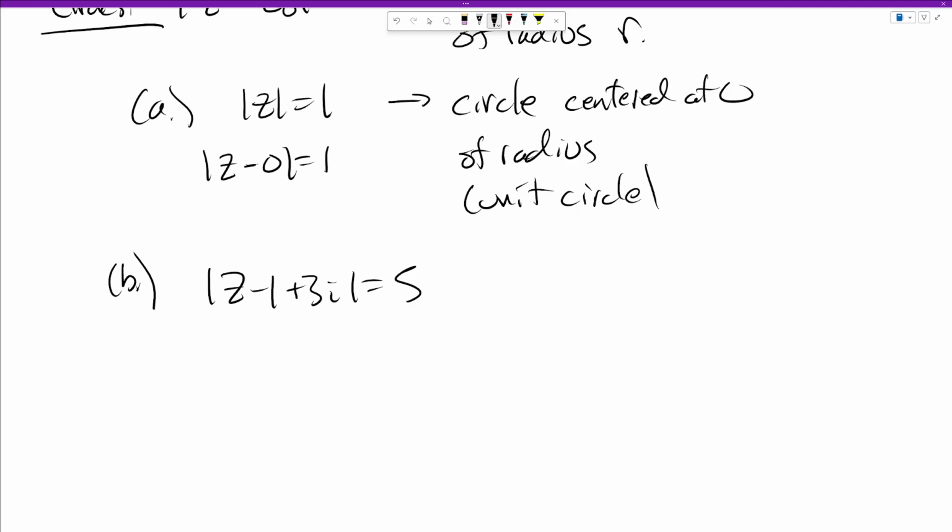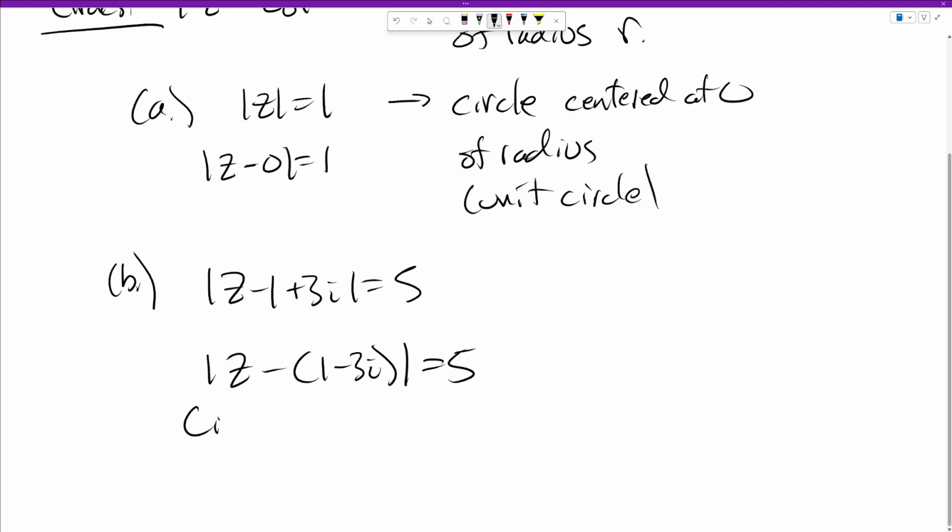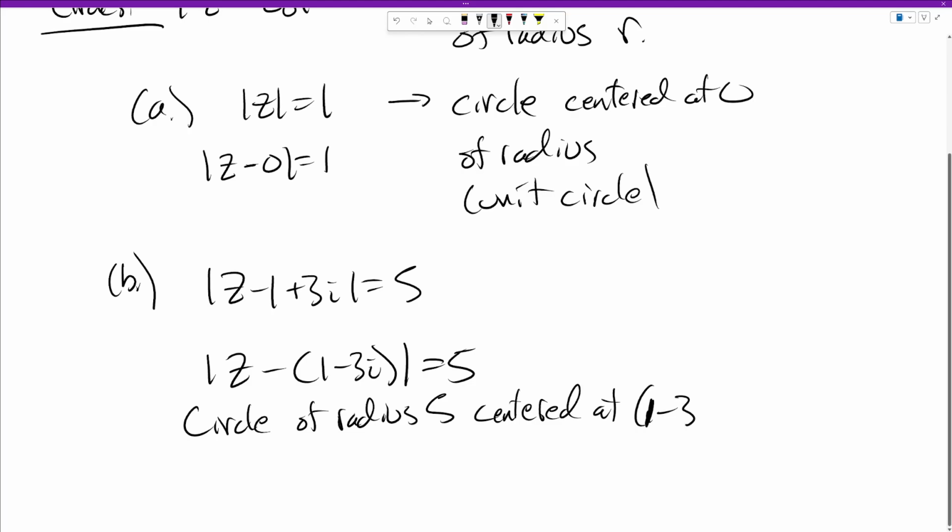Well, this is easy because we need to write this as z minus a fixed complex number. This is not quite that. So we're going to rewrite as z minus 1. Oops, that'll be a negative in this case. Negative 3i is 5. We have to factor out the negative so that we're negating a single complex number. So what does this describe? This describes a circle of radius 5 centered at 1 minus 3i.